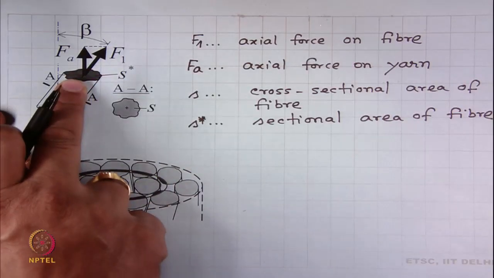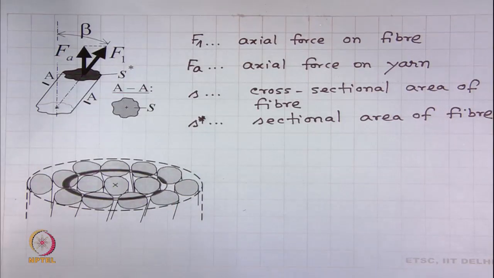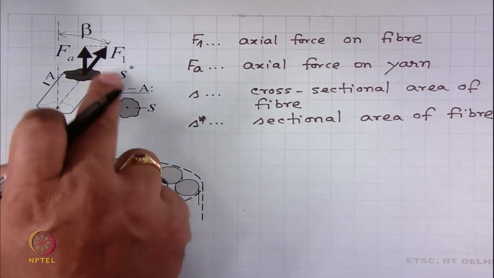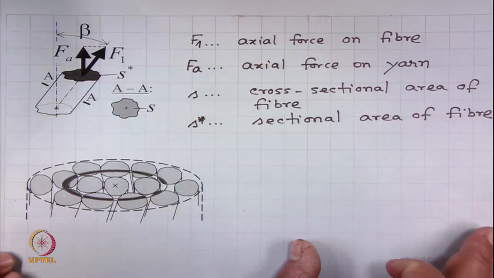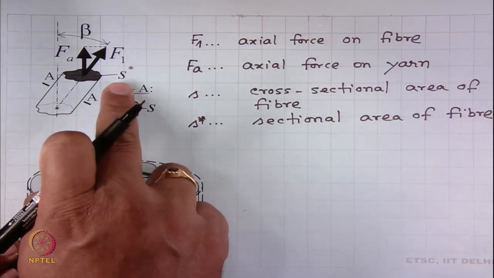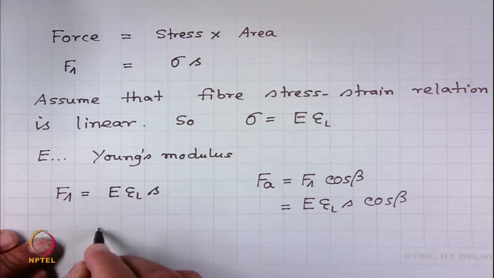What is the stress developed along the axial direction of yarn? Stress is equal to force per unit area. So, force is F subscript A. What is the area? This area is S star. So, sigma subscript A is equal to F subscript A divided by S star.